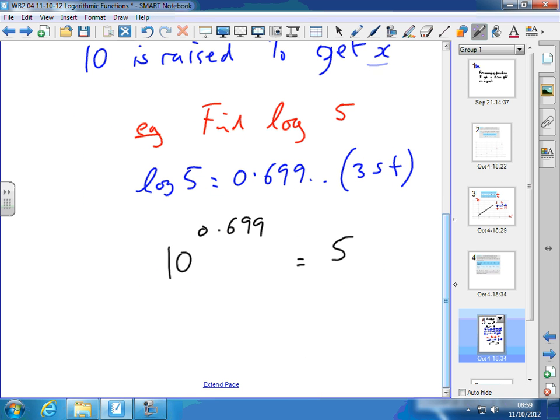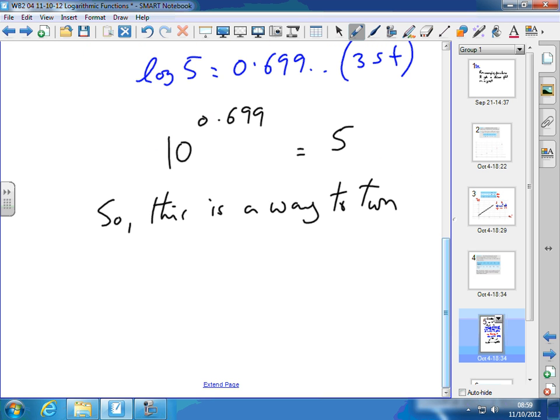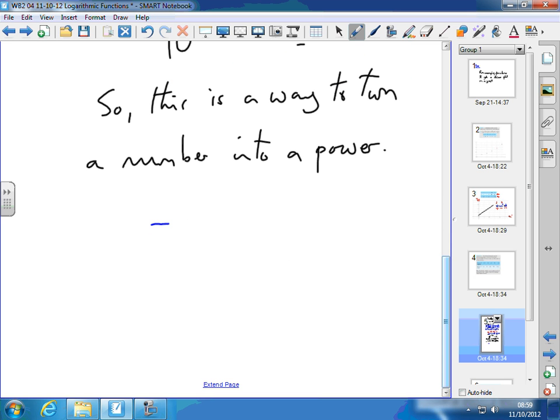And that's an example of where we found it. Okay? So in other words, this is a way to turn a number into a power. We can say 5 equals 10 to the power 0.699. Yeah, to the base 10, that's right.